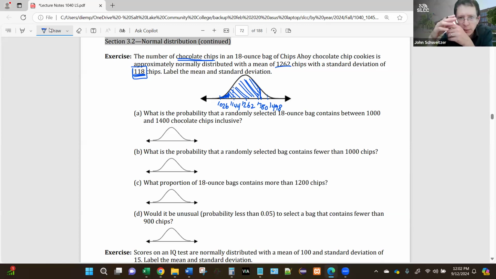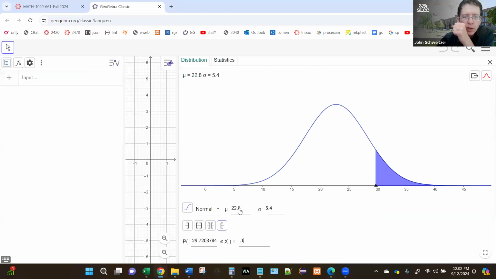So what does that look like to you guys? Maybe 80%, 90%? It's very high, right? So my guess would maybe be about 85%. But we don't need to guess, right? We can go to GeoGebra and do that. Okay, so we run over to GeoGebra.